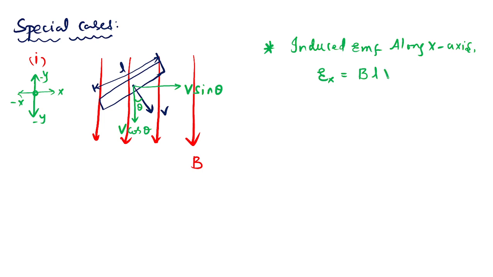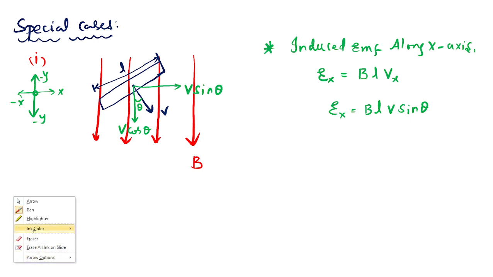what is the velocity now, which is along the x-axis? Yes or no? Along the x-axis, what is it here? Ex is equal to BL V sin theta. Are you getting it clear? Next, one more step I would like to write.